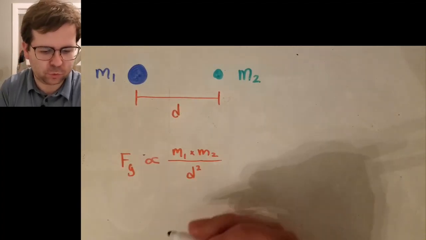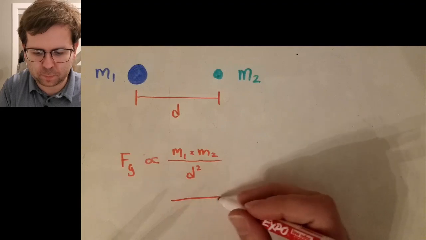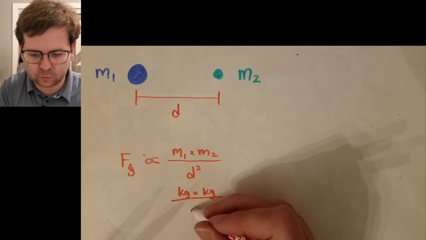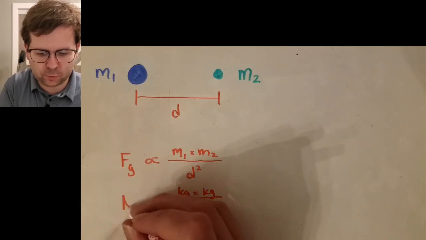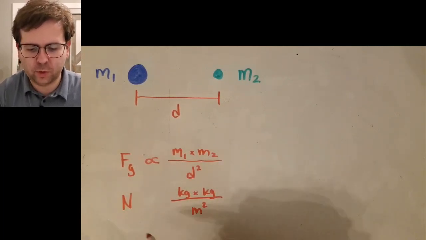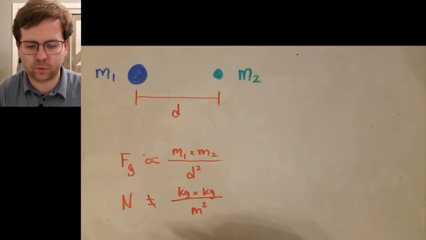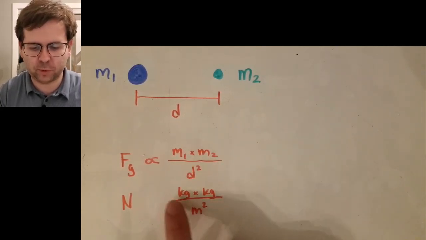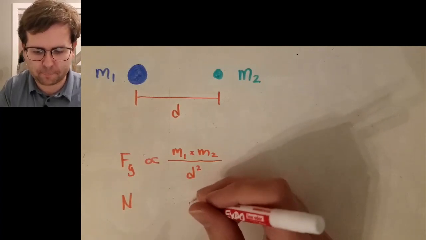If we did try that, we would get units for kilograms times kilograms, and the units for distance would be meters squared. And the units for force is newtons. These two units do not equal each other, and that's a problem in physics. We want the units on each side of the equation to balance out. Now I'm going to simplify this a little bit. I'm going to combine these kilograms into just kilograms squared on the top here.